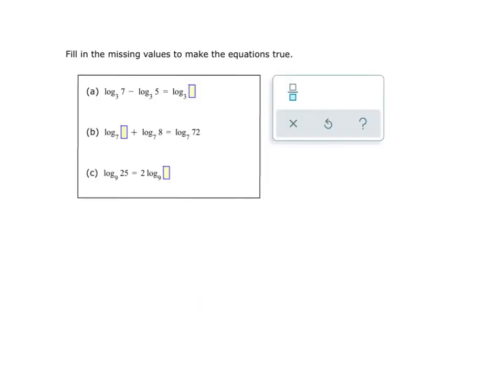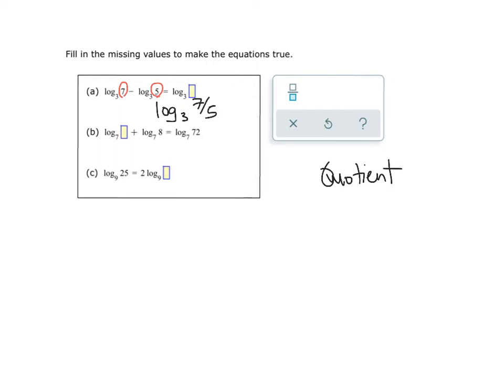This problem says fill in the missing values to make the equation true. So we have log base 3 of 7 minus log base 3 of 5 equals log base 3 of blank. Well, when we subtract, we're going to use our quotient rule, which basically says we divide these two quantities. So we just divide these two numbers, right? And put it in next to one single logarithm. So our first answer should just be log base 3 of 7 over 5.